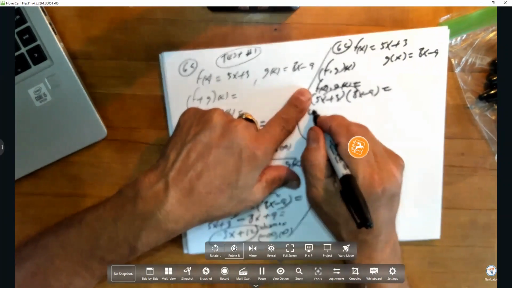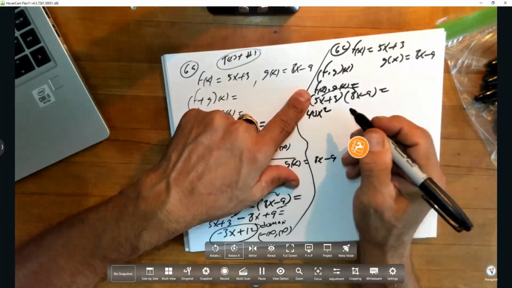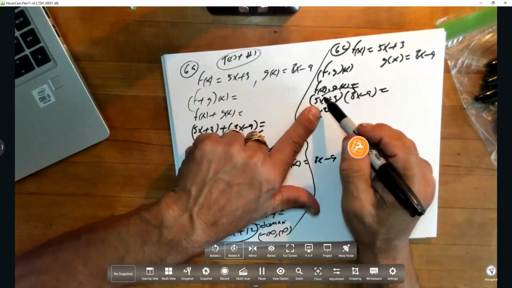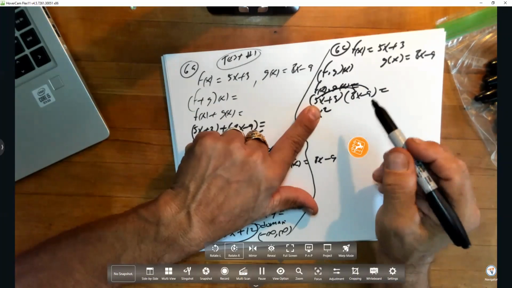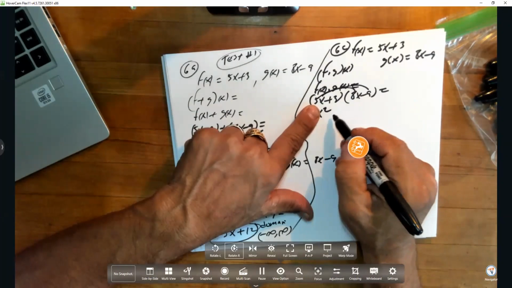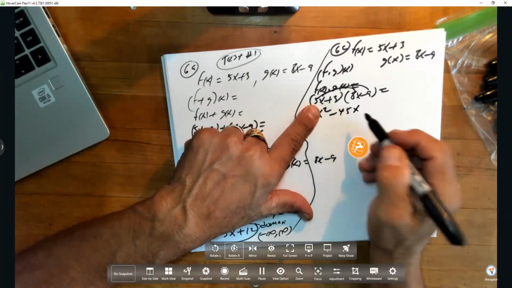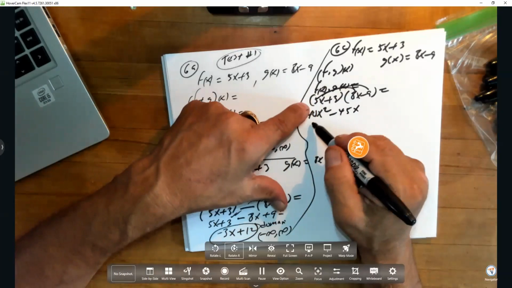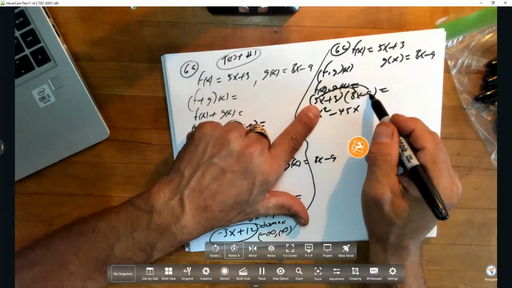40x squared. That's right. Somebody say 40x squared. Now, leave your finger right there. Don't move it. And 5x times negative 9, what is that going to be? Negative 45x. Right. Do it again. So 5x times 8x is 40x squared. 5x times negative 9 is negative 45x.